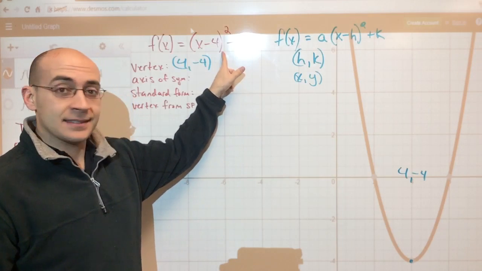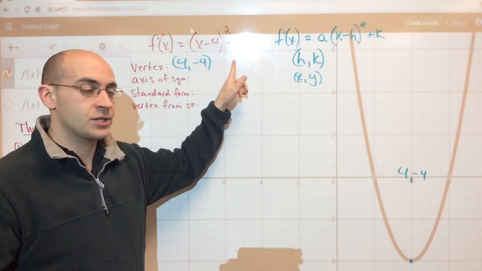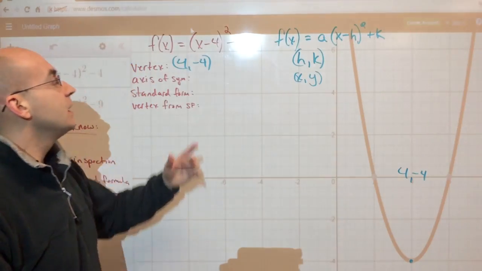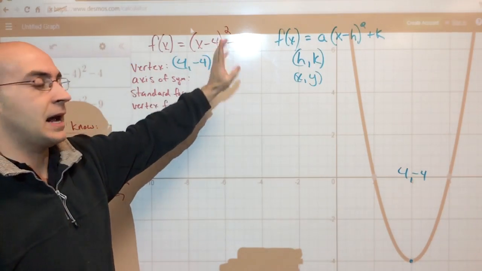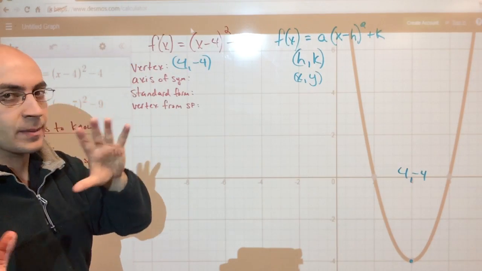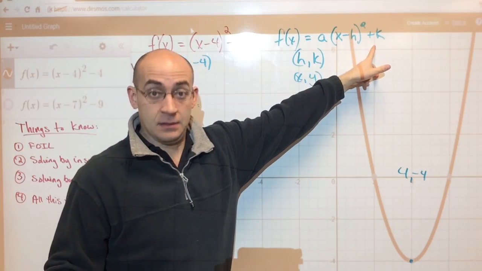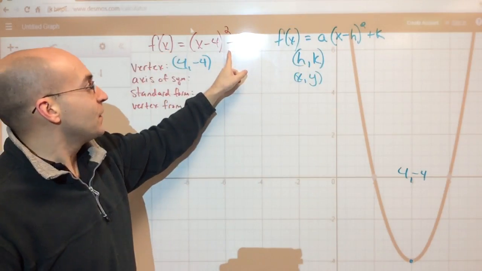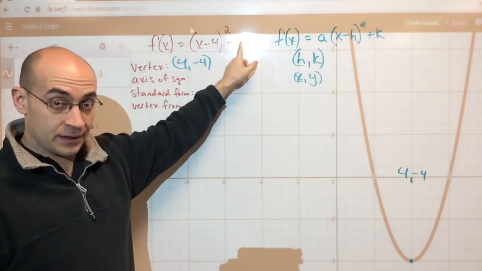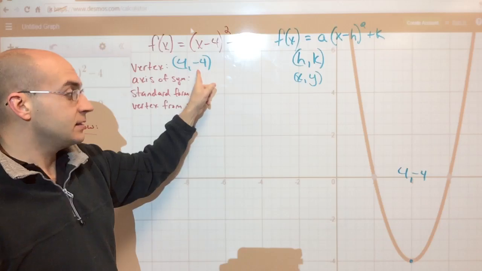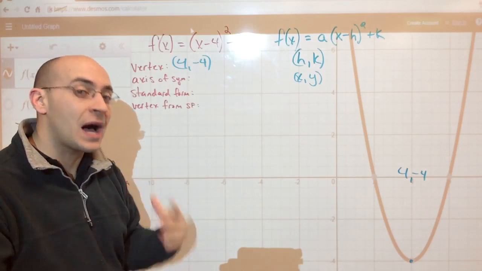I'm going to give you this function and ask, what's the vertex of the function? Instead of graphing that, because that would be a nightmare, look and see what h, k is. Let's talk about k first. It's easier. The formula says it's plus k. So whatever the end number is with the sign in front, that's the y value. So this is a negative 4, my vertex y value.